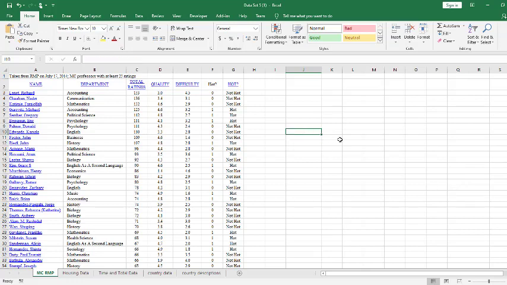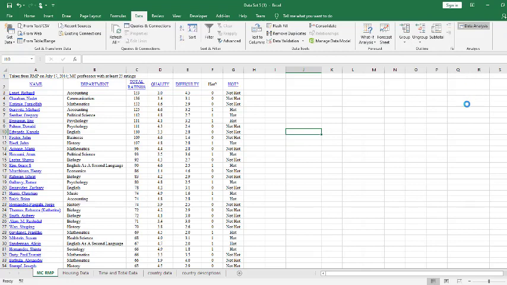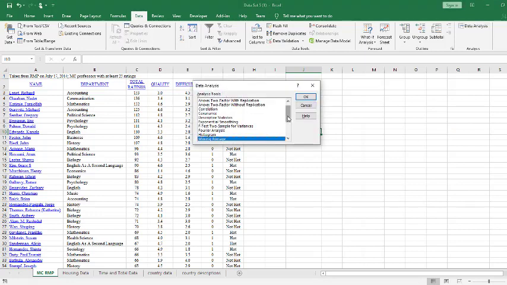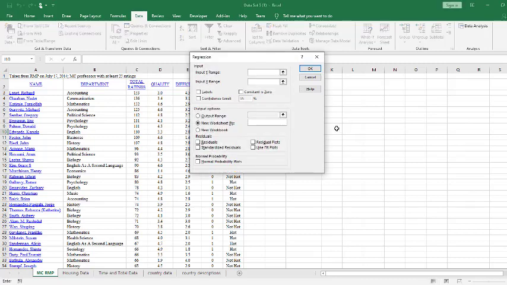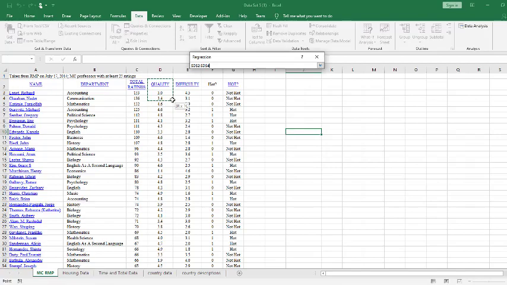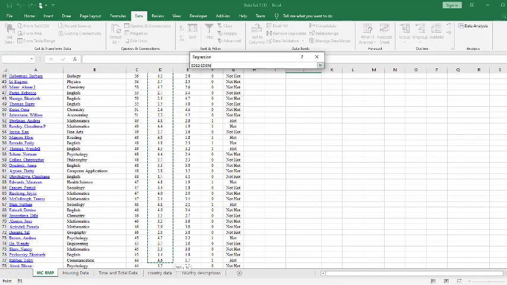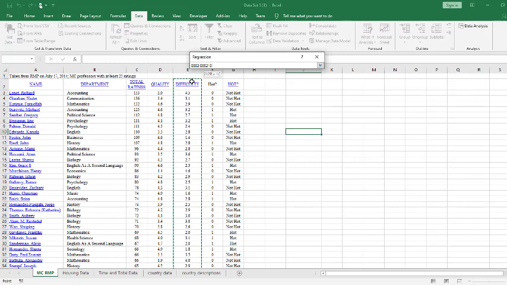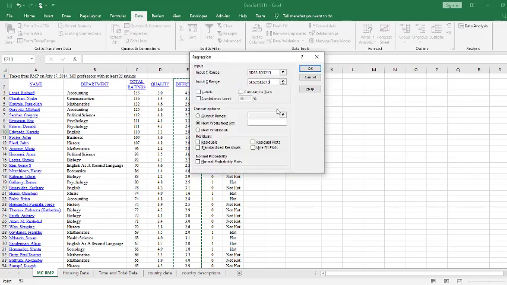Let's get rid of this. So we're going to go into data analysis. We are going to go to regression. We are going to now declare our y variable. Our y variable is quality, and we're going to make sure that we include the title quality in the regression. That first line. X is our difficulty, so we'll highlight that.